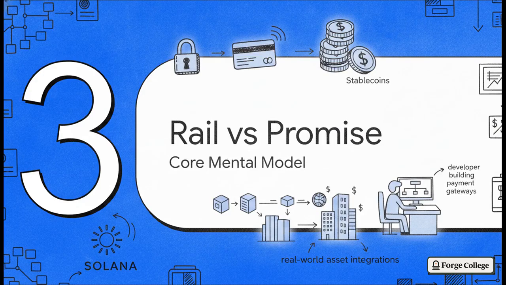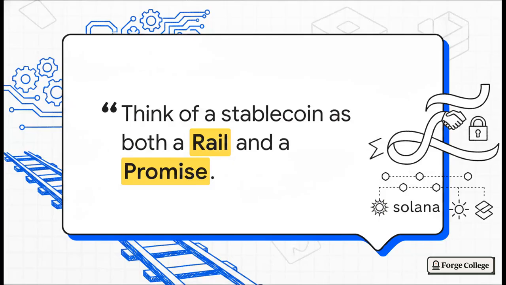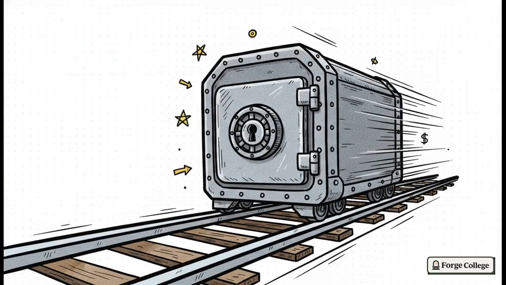Section 3. The rail versus the promise. This right here is the core paradigm of this whole blueprint. Think of a stablecoin as both a rail and a promise. I really want you to internalize that phrase. Separating the technical plumbing from the underlying economic reality is the absolute secret to engineering safe, reliable, decentralized finance applications. Once you split these 2 concepts in your head, making practical engineering trade-offs becomes significantly easier to reason about. Let's break that contrast down.